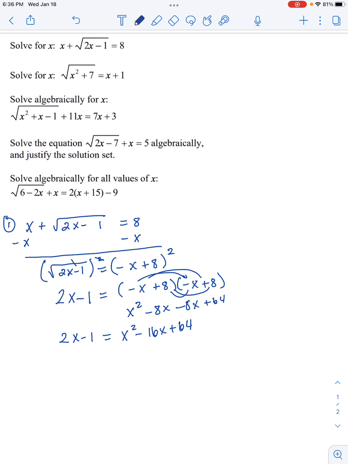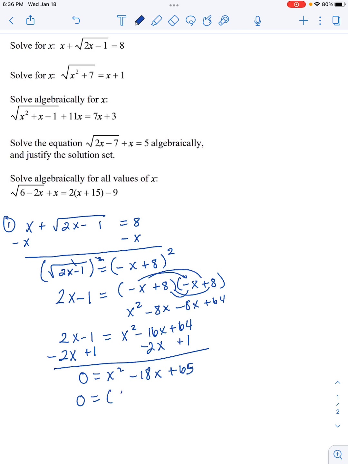So I can see here that I have a quadratic equation. So we want this left-hand side to equal 0. So I'm just going to move these terms over to the other side. This is going to equal 0. And we are left with x squared minus 18x plus 65. So we're going to find factors of 65 that add up to negative 18. So there's going to be x minus 13 and x minus 5.